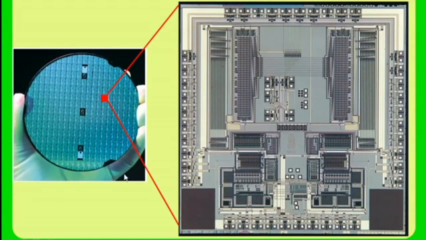So here's a person's hand. You can see this is a few inches in diameter. On it are all of these chips. They're later cut apart, and these are the connection points to which wires are attached to the connectors on the case, usually little gold wires.